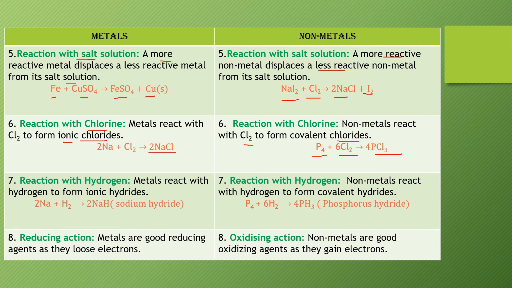Now reaction with hydrogen. Now metal reacts with hydrogen to form ionic hydride. Na plus H2 gives sodium hydride. Now whenever non-metal reacts with hydrogen, they form covalent hydride. For example, phosphorus when reacts with hydrogen, it forms PH3, that is phosphorus trihydride. Now the next is reducing action. Metals are good reducing agents as they have tendency to lose electrons, while non-metals are good oxidizing agents because they have tendency to gain electrons.